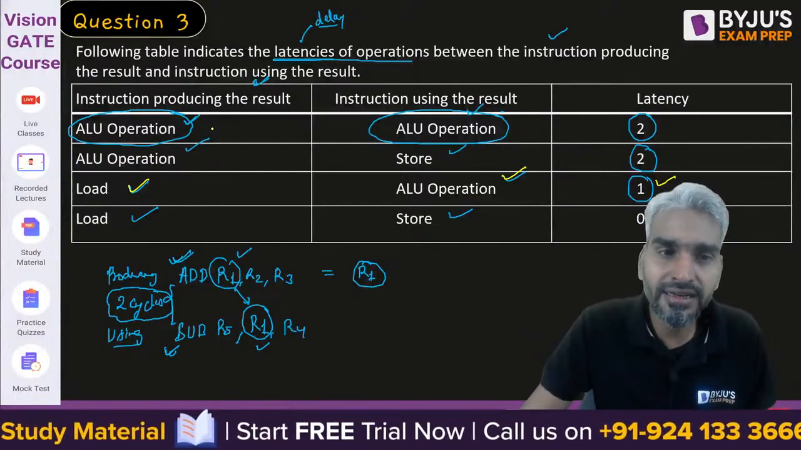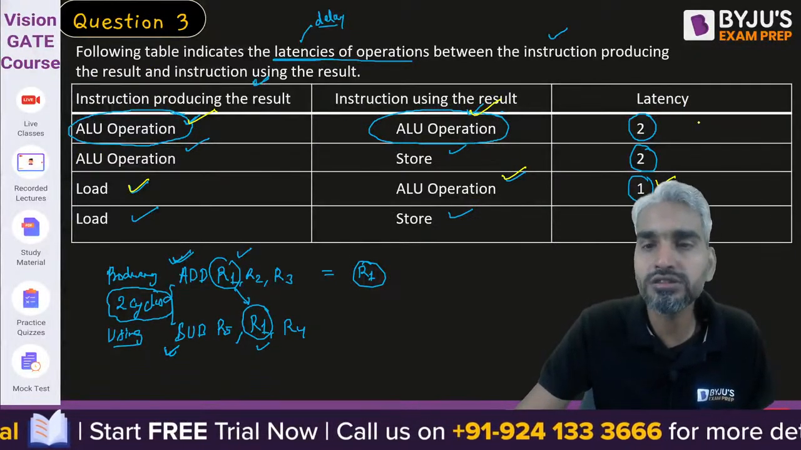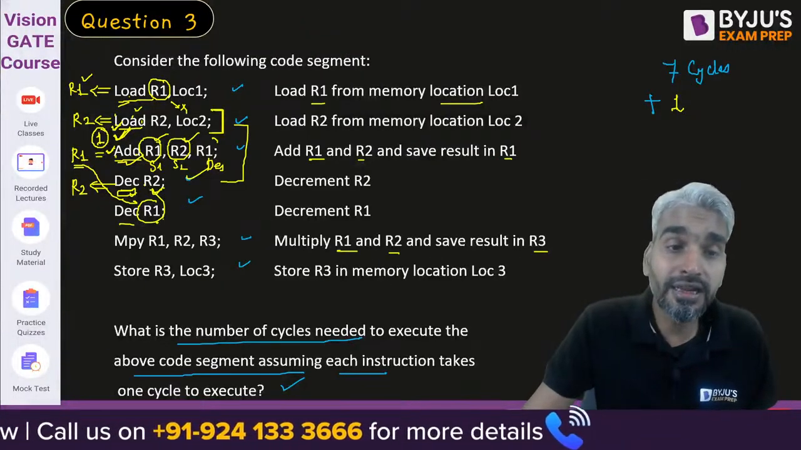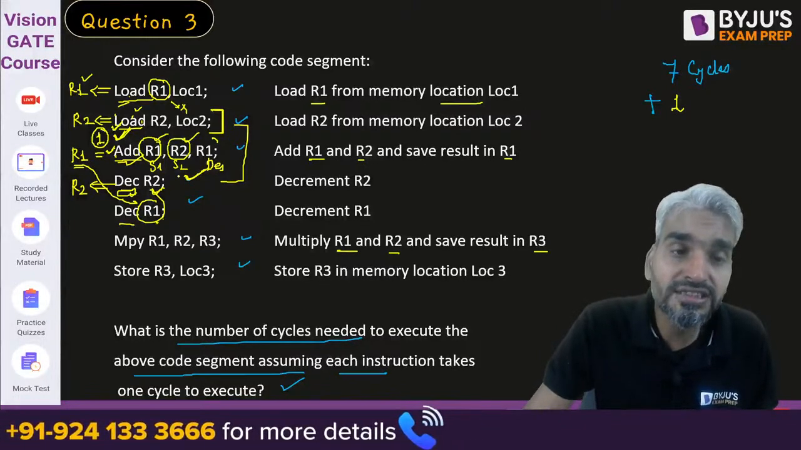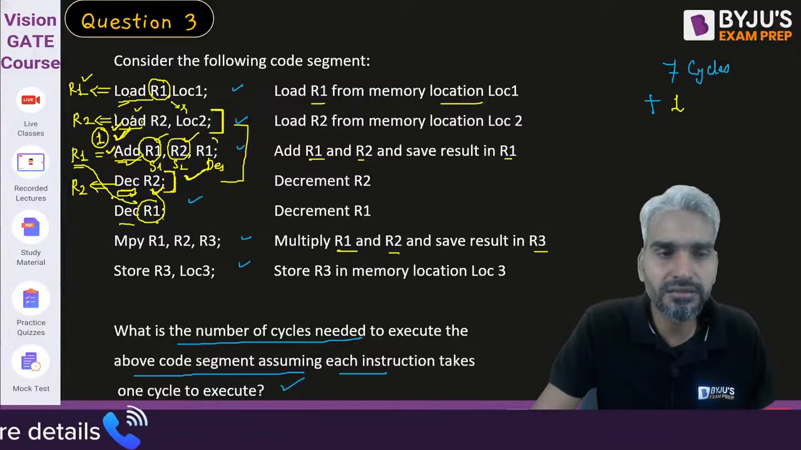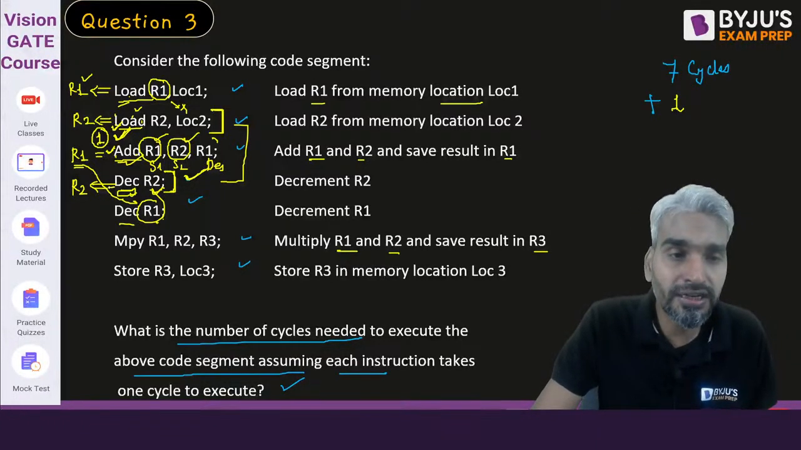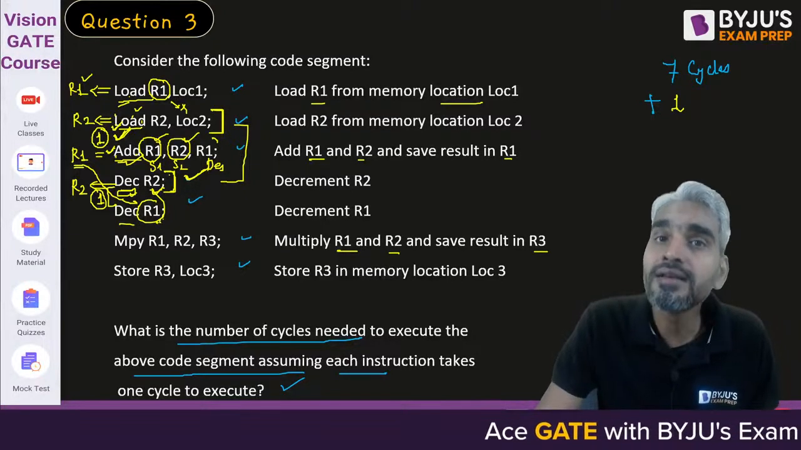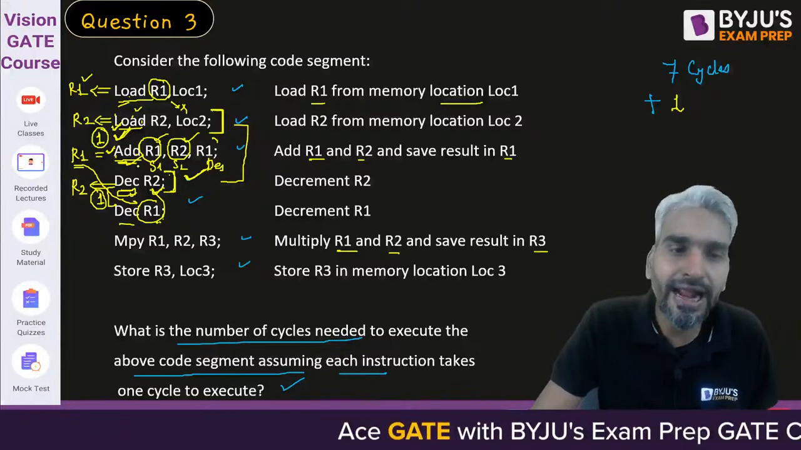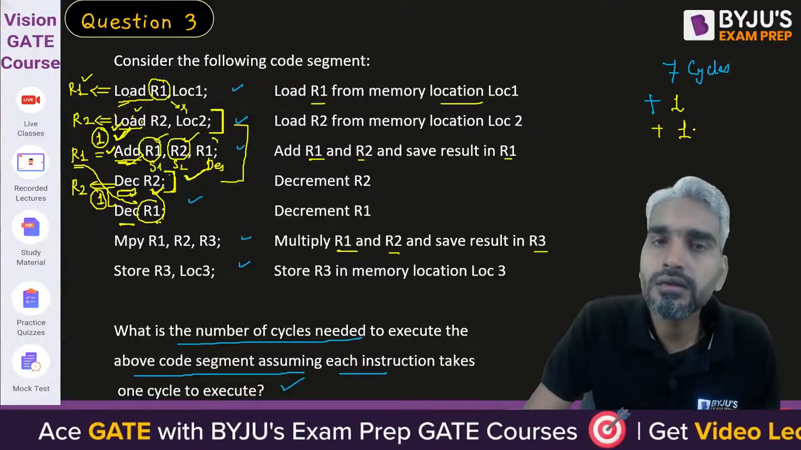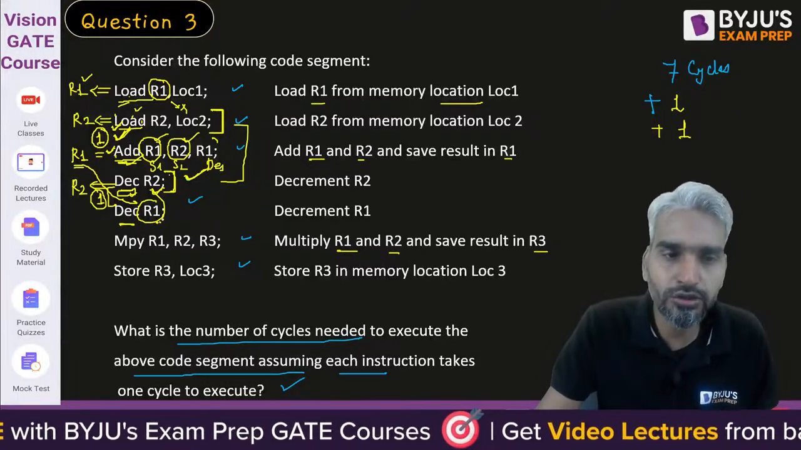Add is an ALU instruction, decrement is also an ALU instruction. So there must be a delay of 2 cycles. The delay of 1 cycle is already there because of the execution of this decrement R2. Now, the delay of one more cycle needs to be included between decrement R2 and decrement R1, so that there is a delay of 2 cycles between add and this decrement R1. So one more cycle will be wasted before you can execute this decrement R1.